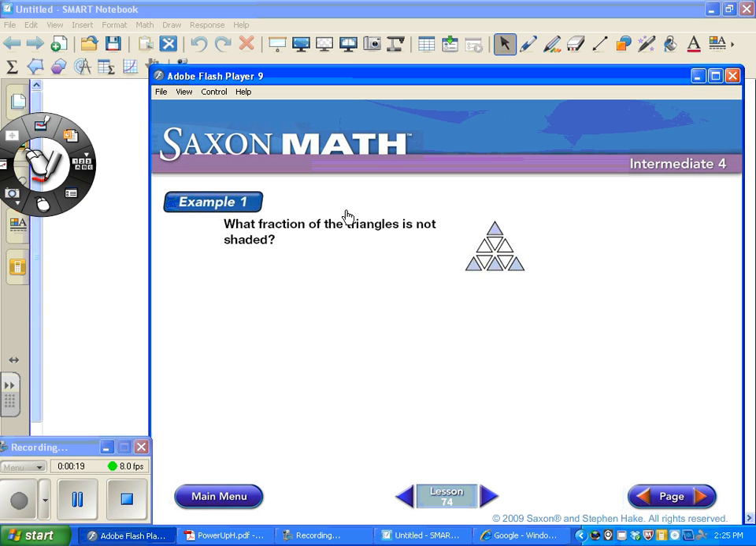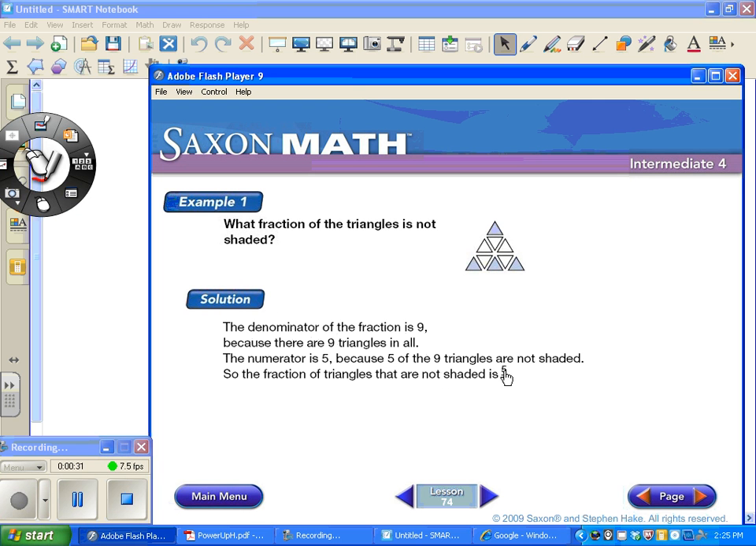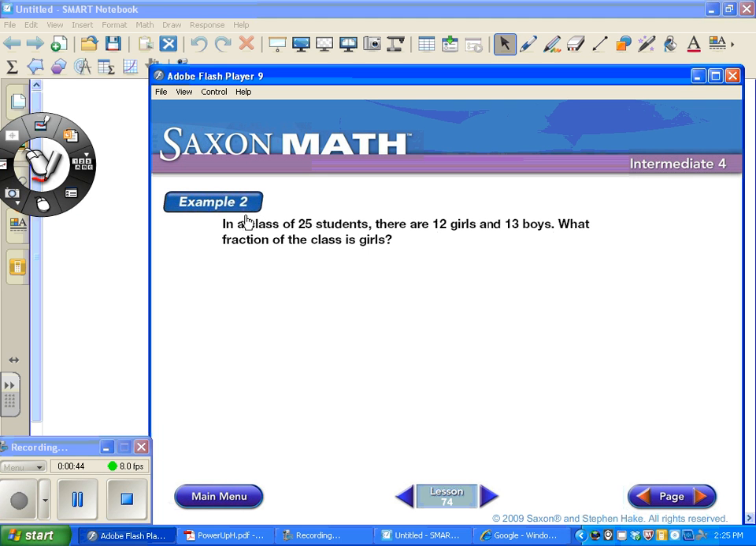It says, what fraction of the triangles is not shaded? So let's look and see how many there are and how many there are all together. And that would be 5/9. 5 are not shaded. There are 9 altogether. So 5/9 of this set of triangles is not shaded. Let's look at example 2.